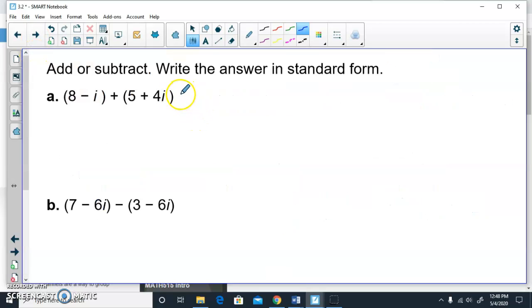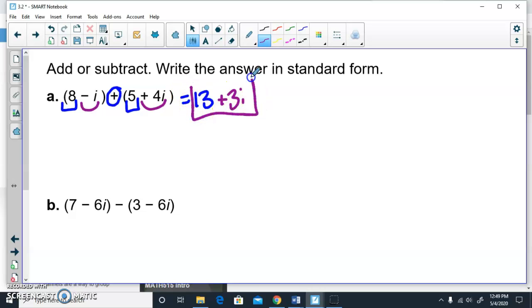We're going to add or subtract, depending on what sign we see, and we're going to treat these just like any other variable relationship we've seen in the past. The same math laws will apply, except we're getting a complex number as our final answer instead of a real number. When we are adding, keep in mind we always combine like terms. Our like terms here are 8 and 5. Those combine and give us 13. And our like terms that are the complex part of this number, negative 1i and 4i, will give us a total of 3i.